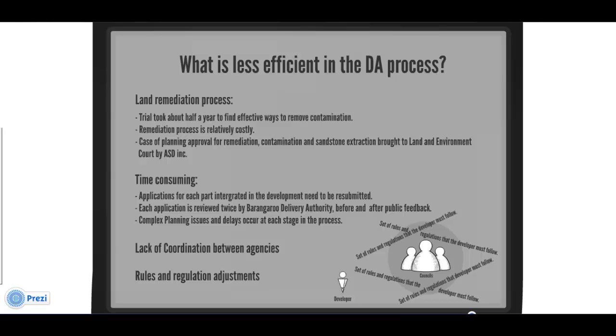Second is the prolongation of the application process. Each part integrated in the development needs to resubmit DA. For each DA, BDA reviews the application twice, before and after the public feedback, before it is submitted to the Minister. In addition, there was lack of coordination between agencies in the government.